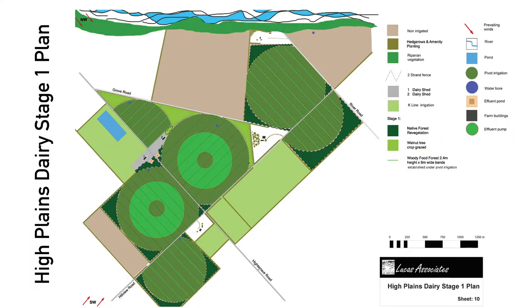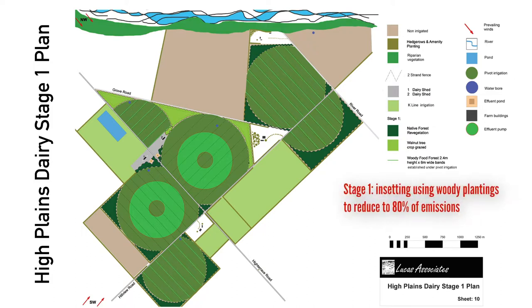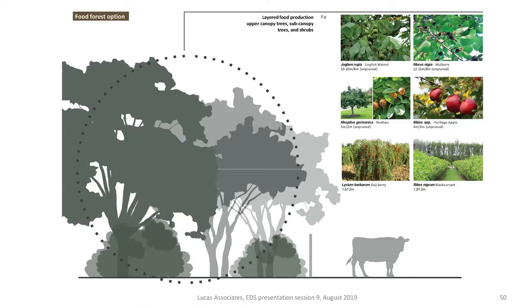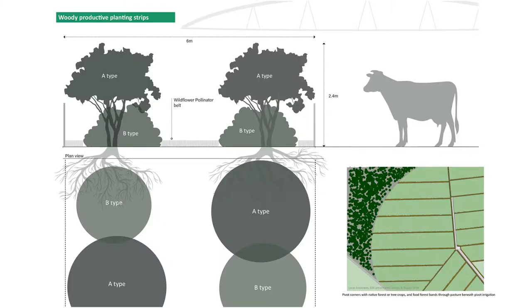What we've done is stage one plan, looking at that dairy farm, still with those pivots, still with that effluent irrigated, but with plantings introduced. The dark green, the native revegetation around the pivots, and tree crop plantings around these ones sort of in the middle, like walnut crops and so on. And then the lines through the pivots, woody food forest bands, food crops. There we've got native vegetation, established species on the terrace scarps. And then around the pivots, tree crops or native forest.